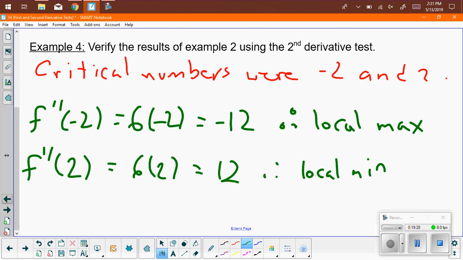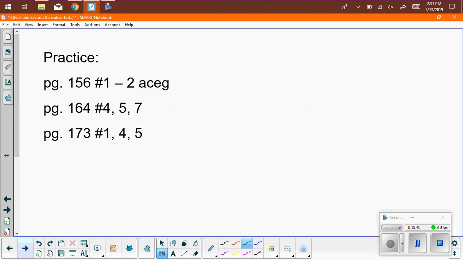So there are the 4 tests. The practice for today is basically using those skills over and over again. It's from 2 different pages, but there are about 8 questions there to practice those skills. Make sure you understand the tests. In the next 2 days we'll be applying them and using them to do curve sketching by hand. All right. Thank you very much for watching, and I will see you tomorrow.